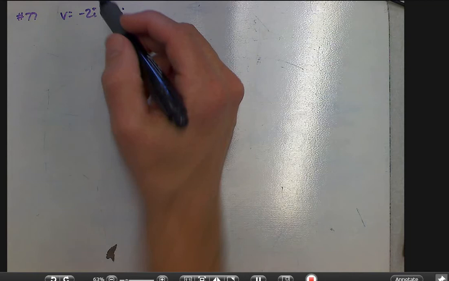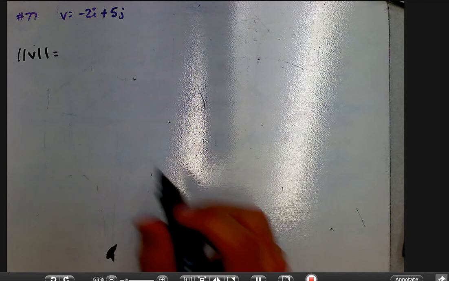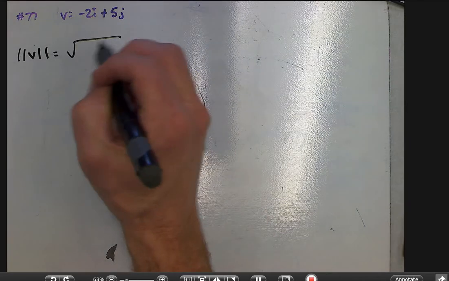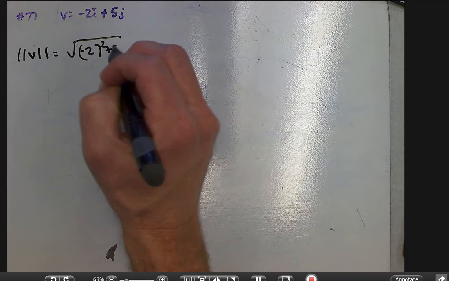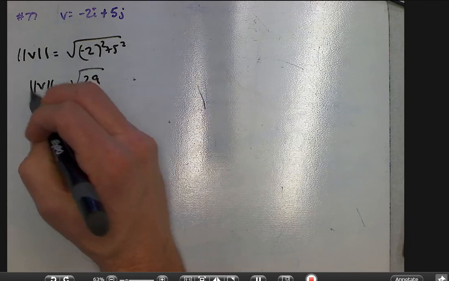Go ahead and try this one. V equals negative 2i plus 5j. Press pause. When you think you have it figured out, come on back. Alright. Well, the directions ask us to find two things. Directions ask us to find the magnitude of V. And if you haven't done that yet, go ahead and find the magnitude of V and then come back. Well, that's pretty simple. Just negative 2 squared plus 5 squared, the square root. So the magnitude of V is going to turn out to be the square root of 29.